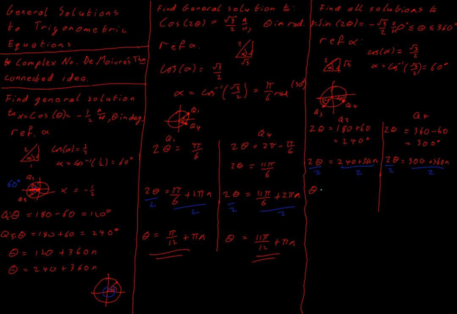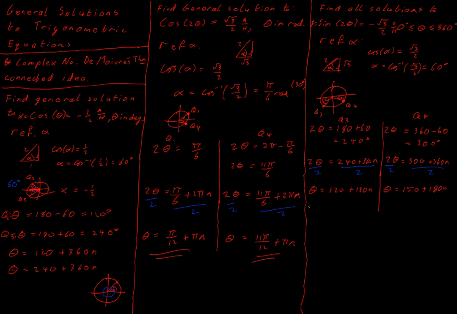And we bring this down. Theta is equal to 120 plus 180n, and theta is equal to 150 plus 180n. Those are my general solutions for theta. Now, what I'm going to do is use these general solutions and put in my values for n. So n is 0, n is 1, n is 2, n is 3, up until I end up with thetas that are outside of this range, outside of the 0 to 360 degrees range.